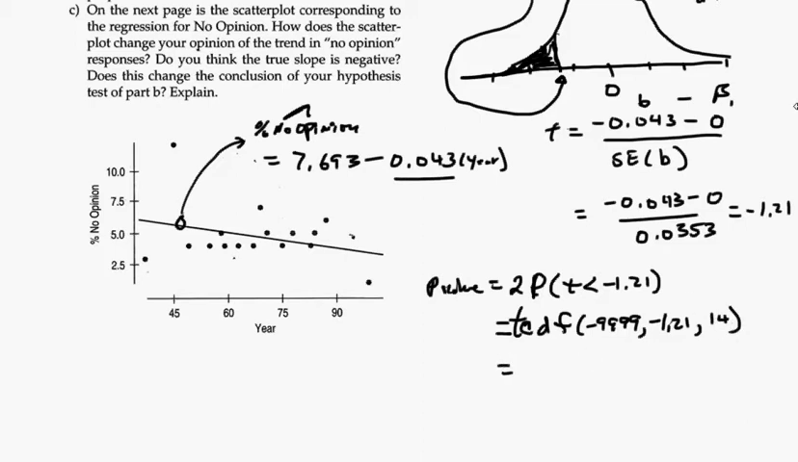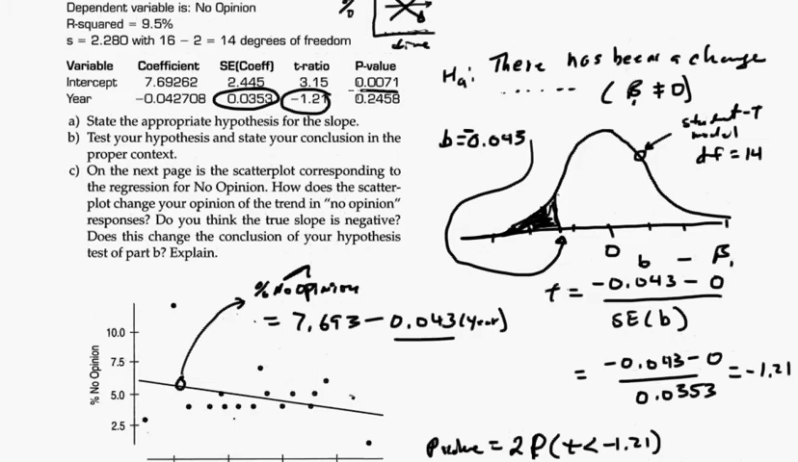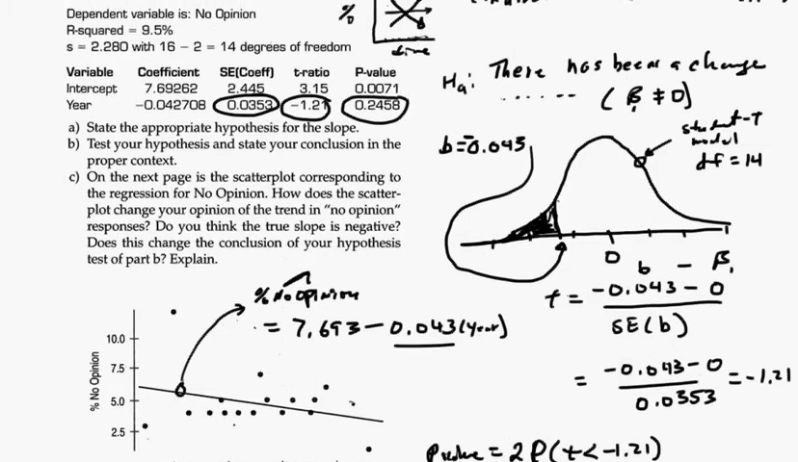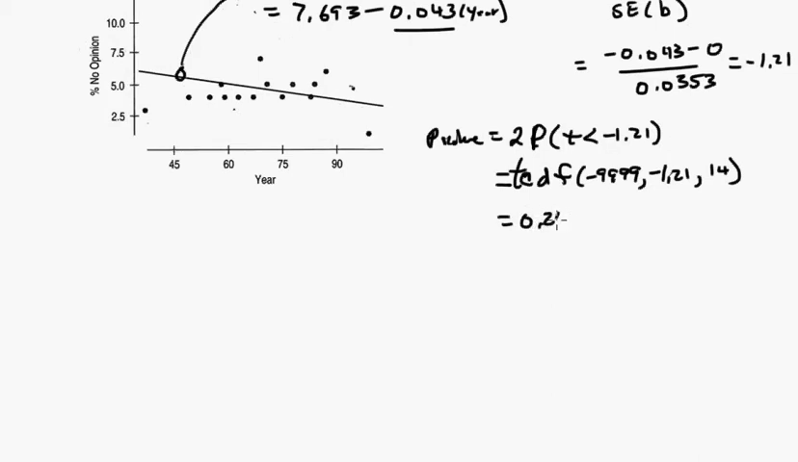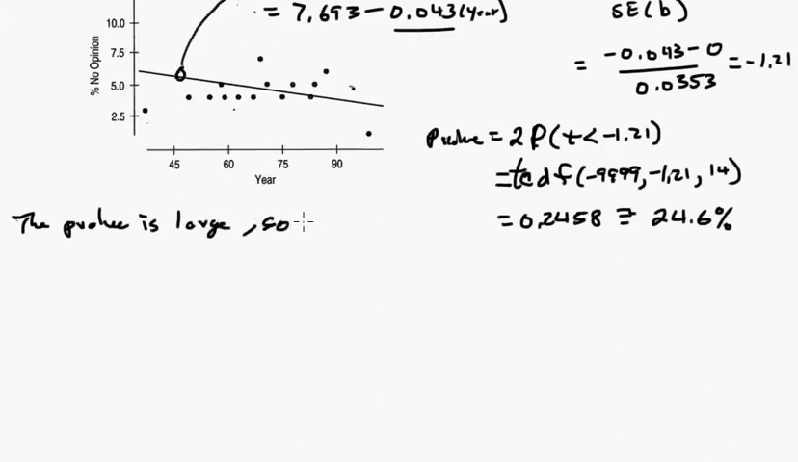Okay, but since we have the computer printout, we see that our p-value is 0.2458, which is approximately 24.6%. So the p-value is large. So we fail to reject H0.